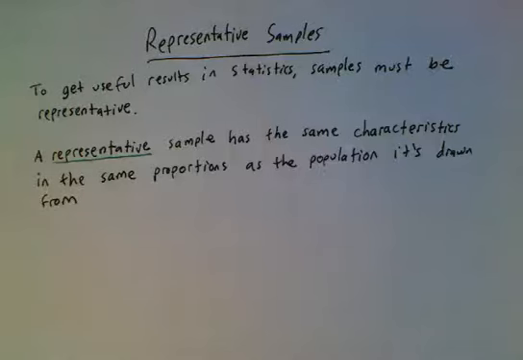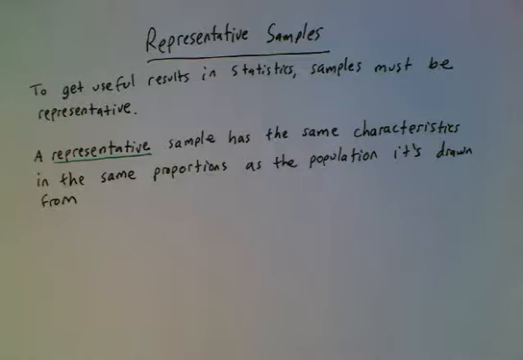To get useful results in statistics, samples need to be what's called representative, meaning that they accurately represent the population they were drawing from. Specifically, a representative sample has the same characteristics in the same proportions as the population it's drawing from. For example, if 52% of the population is going to vote for candidate A in the next election, then if we take a sample, 52% of that sample ought to be voting for that candidate in the next election, that kind of thing.